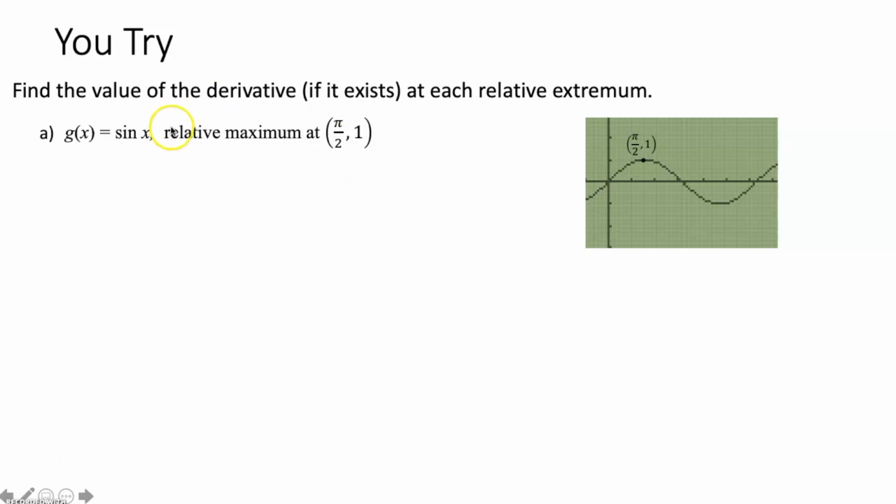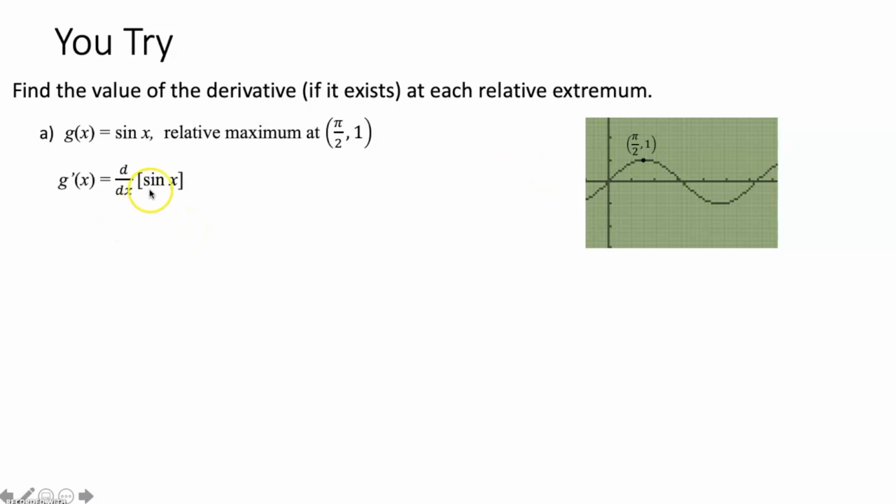Okay, we're doing the same thing. We're evaluating the derivative of this function at its relative maximum, pi over 2, 1. And we said, because we already know this is a relative maximum, the derivative of this function at this given point should either equal 0 or not exist. Based on this graph, it looks like the derivative should equal 0. So let's make sure that's the case.